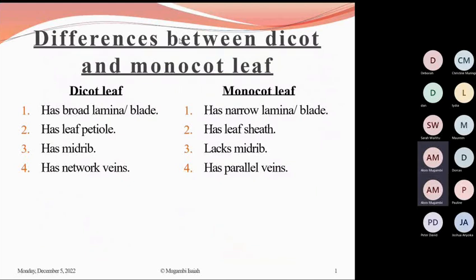Okay, I hope you can still hear me. Yes. Okay, thank you, Sarah. So now the dicot leaf has a midrib, and the monocot does not have a midrib. Then number 4, the dicot has network veins, and the other one has parallel veins. So anytime you are told to give the differences, those are the differences that you can give. As I've told you, you will be told to give the differences between specimen K and specimen L.